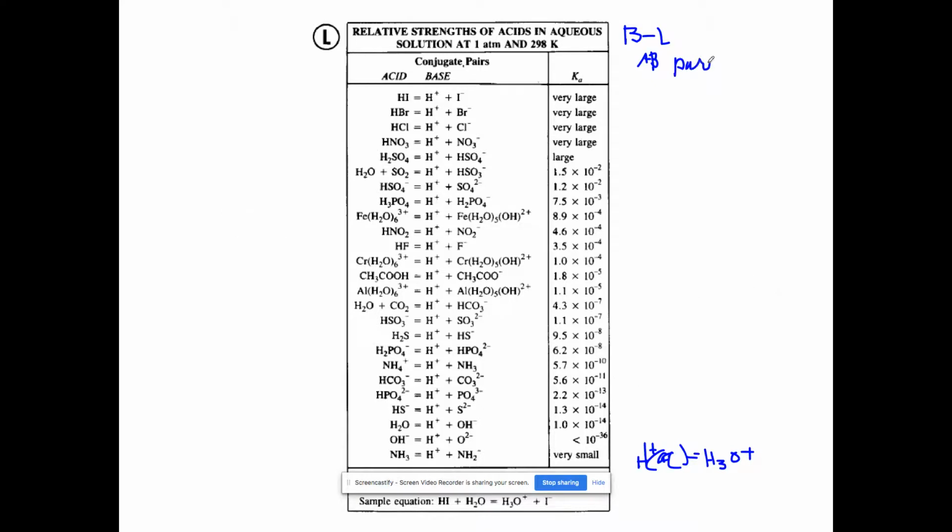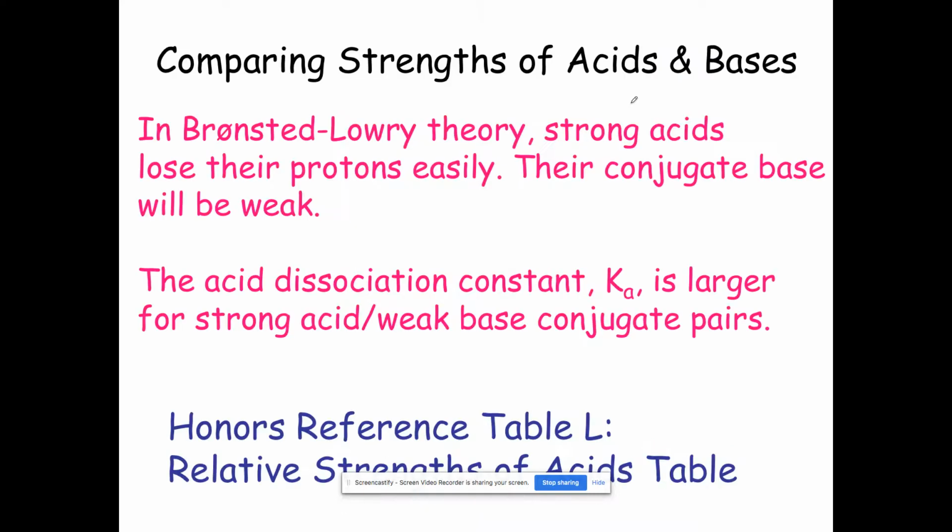If not, you should probably go back and look at the last video, but I'll tell you anyways. It shows somebody donating protons, that's the acid, and somebody receiving the protons, that's the base, under the definition of Bronsted-Lowry, which is different than Arrhenius, so that's why they call it the alternate theory. I'm getting ahead of myself, so let's go back. We're still using that reference table L in the honors section. In Bronsted-Lowry theory, strong acids will easily lose their protons. Their conjugate base will be weak. The acid dissociation constant is larger for strong acid, weak base conjugate pairs. Okay, let's break that down for a second.